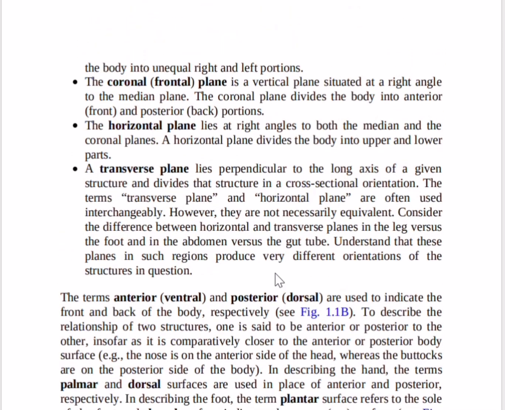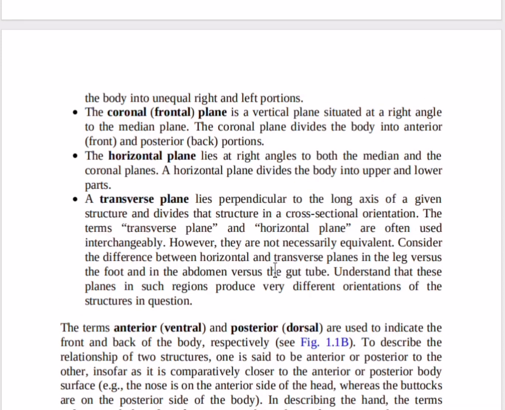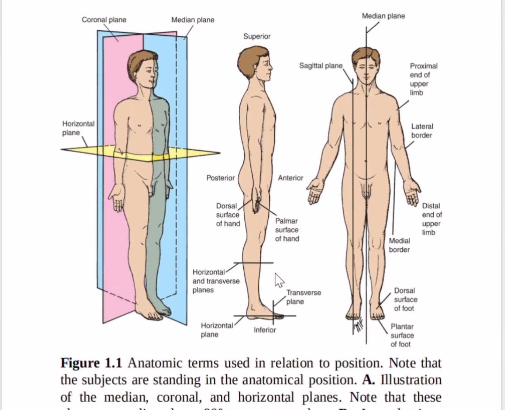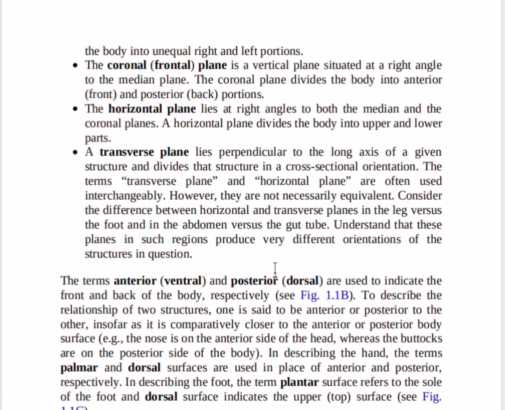Why is that so? The transverse plane, we can roughly say, lies perpendicular to the long axis. So whenever we have a long axis of a structure, the plane which lies perpendicular to it is the transverse plane. Unlike the horizontal plane, which is always at right angles with the coronal and the median plane. I hope it's clear.